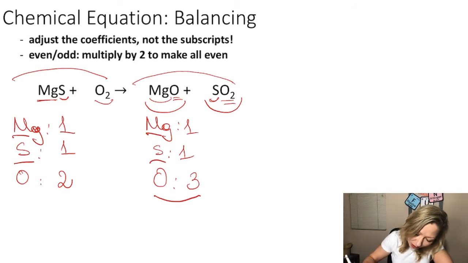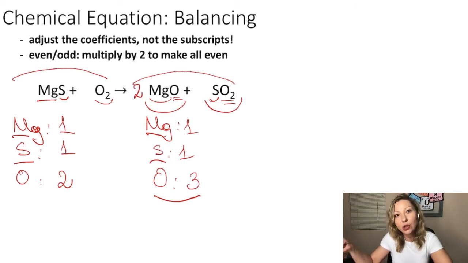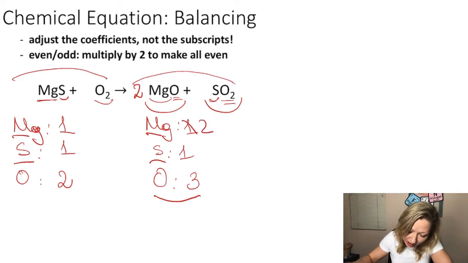Magnesium oxide, right? So I'm going to put a 2 right there, which is also going to change my number of magnesium atoms on my product side. So now I have 2 magnesium atoms. And how many oxygen atoms do I have? Well, I have 2 from magnesium oxide because I multiplied this by 2, and I still have 2 from SO2. It's going to give me a total of 4.